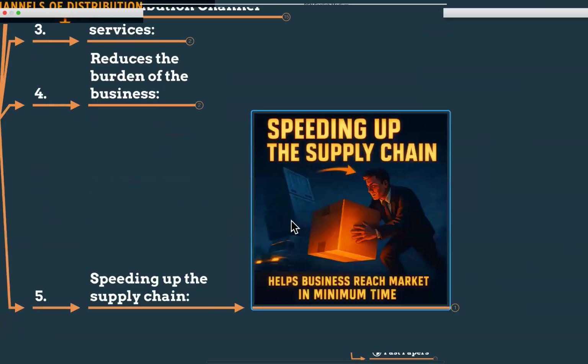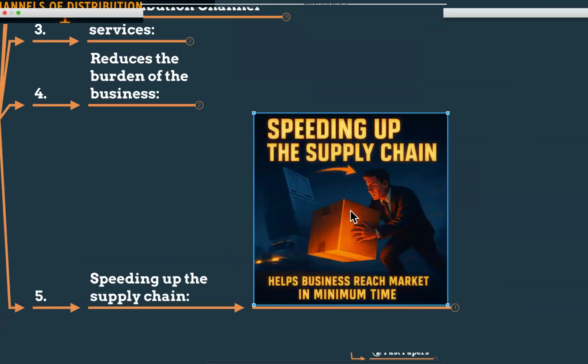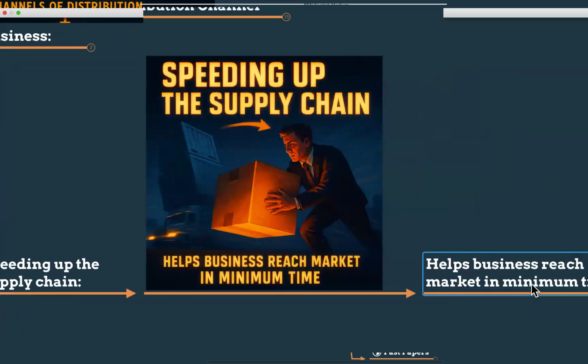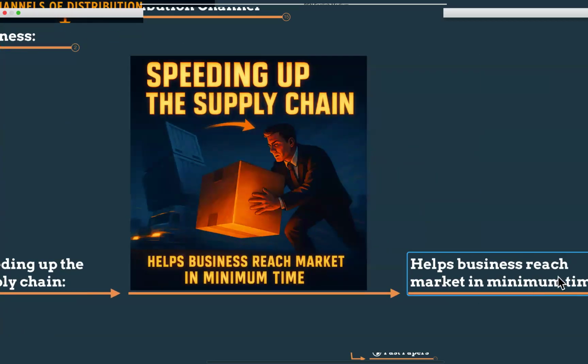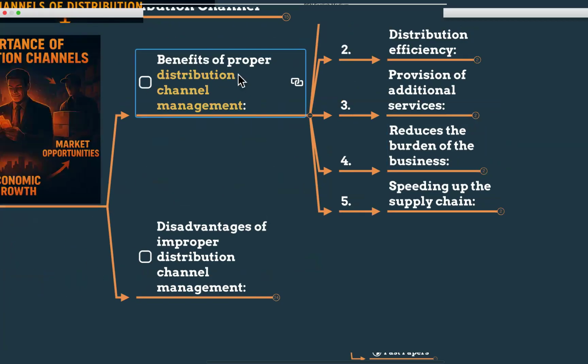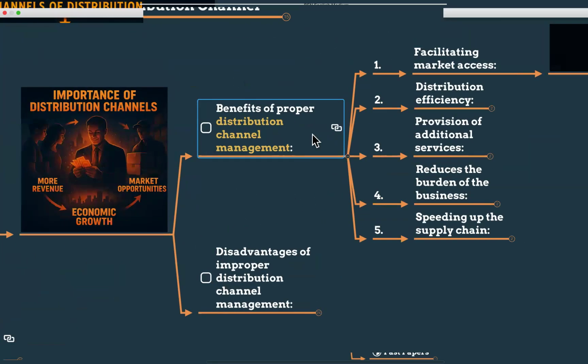And it is speeding up the supply chain. It means how fast the products reach the market, that is the supply chain, right? So if you have good distribution channel management, it helps businesses reach the market in minimum time. Very efficient logistics, right? Quick turnover, very fresh products. Yes. If you have a good efficient channel, very fresh fish from Jaffna reaches Colombo on the same day, if you manage it properly. So it is speeding up the supply chain. So these are the benefits of a proper distribution channel, my dear.